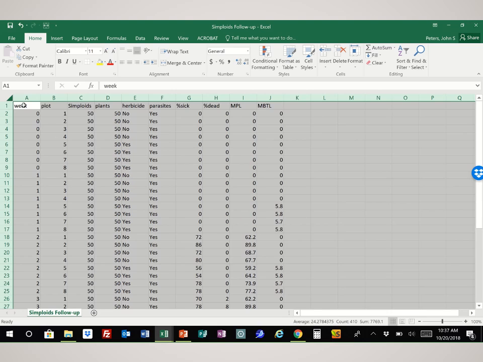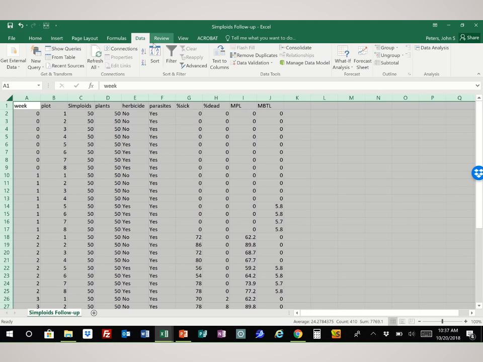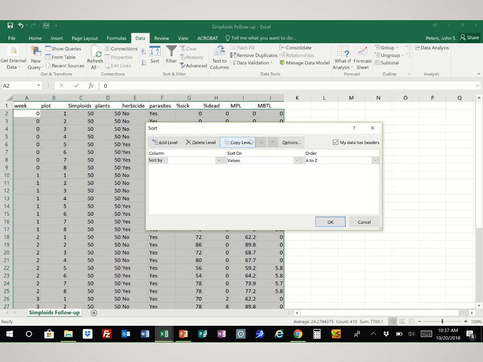You'll notice that this data has headers on it, that is column labels, and those column labels are in the very first row. We always want our column labels in the first row. And then we're going to go up to Data and then choose the Sort button. Okay. And you'll notice that the box My Data Has Headers is checked. That ensures that the headers don't get sorted with the rest of the data. You'll notice if I uncheck that, they get selected. We don't want them selected, so we're going to check that box.